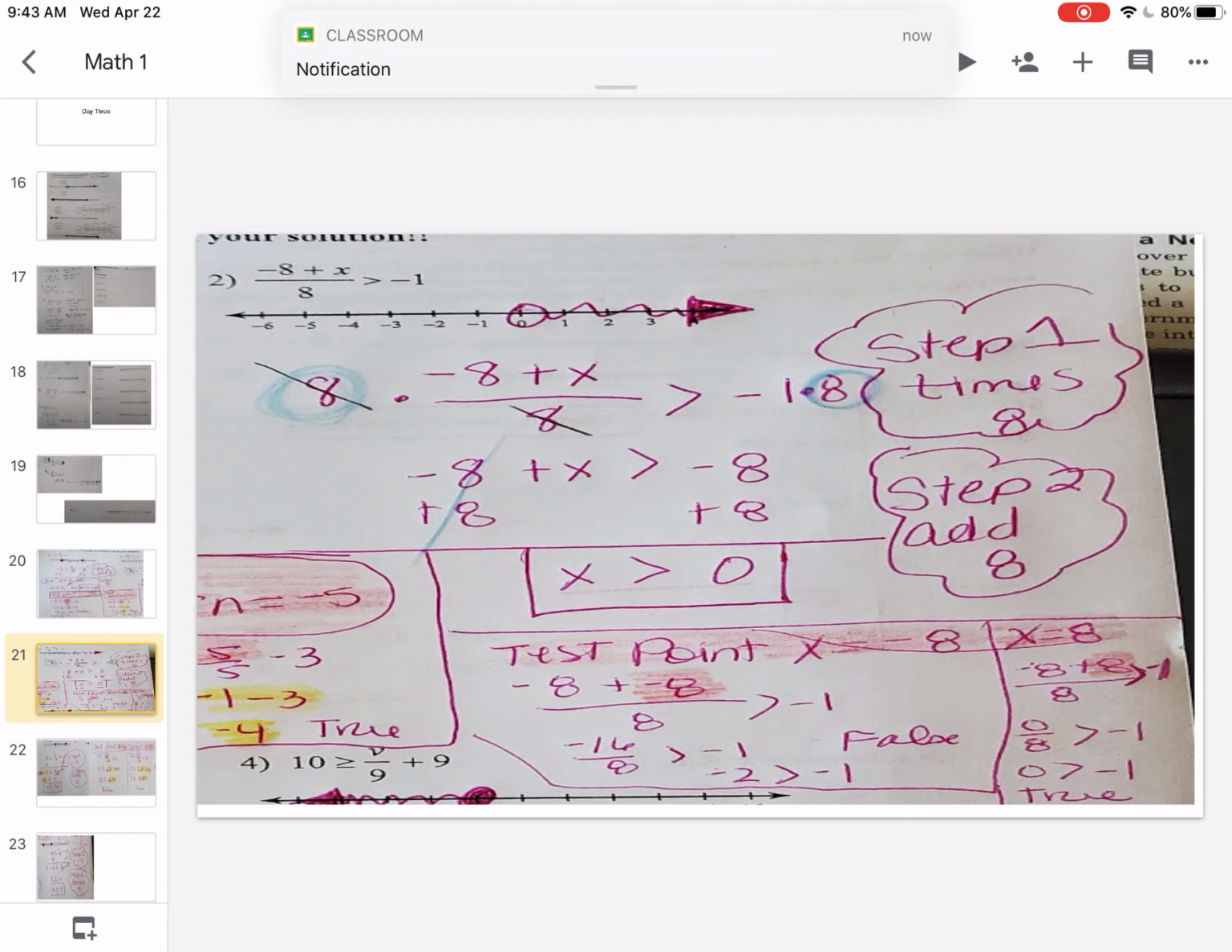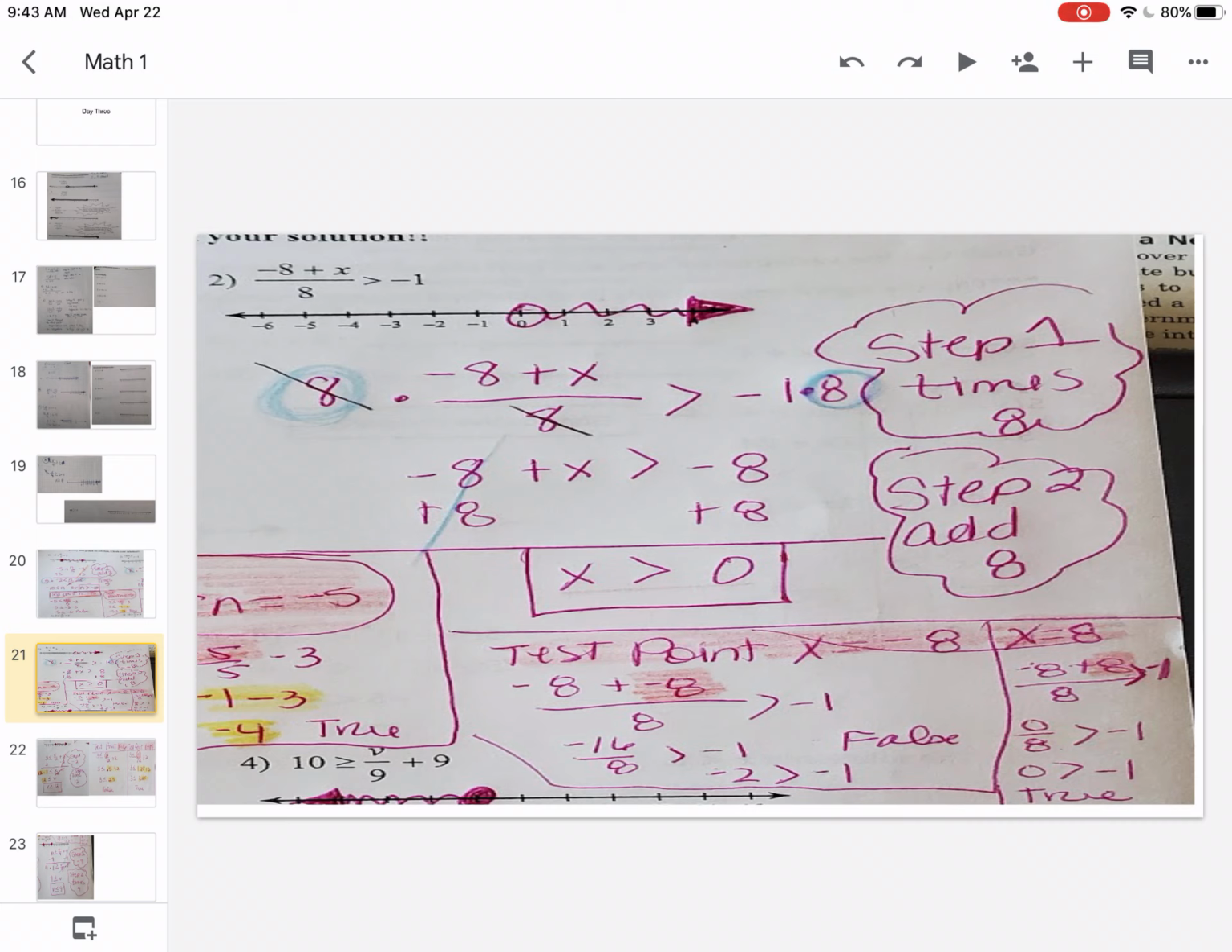So 8 goes into negative 16, negative 2 times. Okay, so I have, where did I write it? Oh, I see. Okay, so take a minute to locate it. It's kind of a mess. So right below that, I have negative 2 is greater than negative 1. Is that true? No, because even though 2 looks like it's bigger than 1, they're negatives, so it's not true.